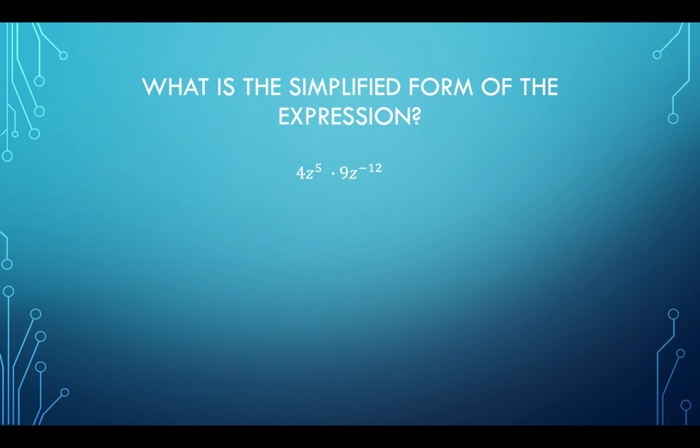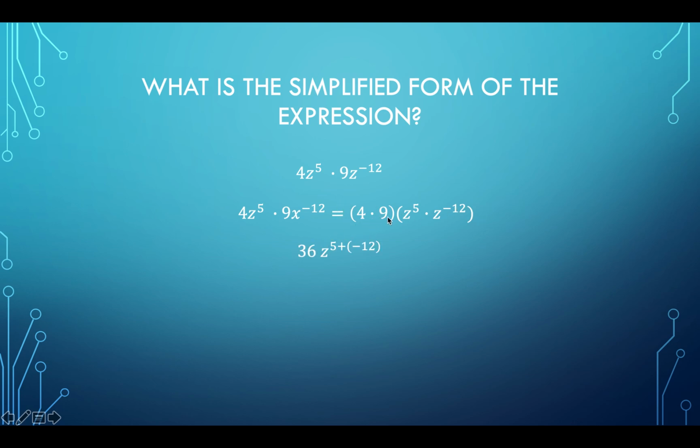So what is the simplified form of the following expression? 4z to the 5th times 9z to the negative 12. Well, first thing would be to multiply the 4 times the 9, and then these are the same bases. It's z and z, so we could do z to the 5th times z to the minus 12.